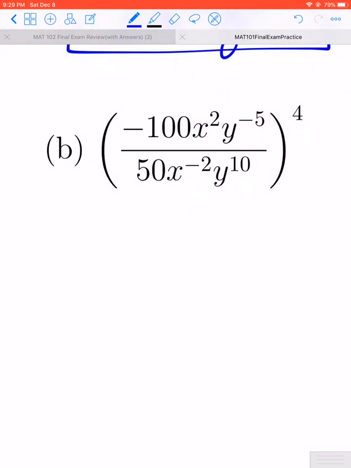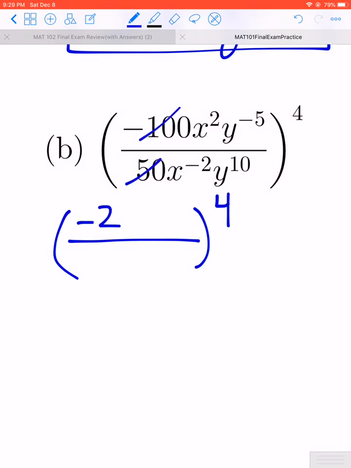Let's take a look at part B. Again, try to simplify and do what's in the inside first. I know 50 can divide into negative 100 negative 2 times. I have an x to the 2 minus negative 2 will give me an x to the 4th in the numerator. And then in the denominator, I have y to the 10th. And I'm going to subtract a negative 5. That'll give me a y to the 15th in the denominator.